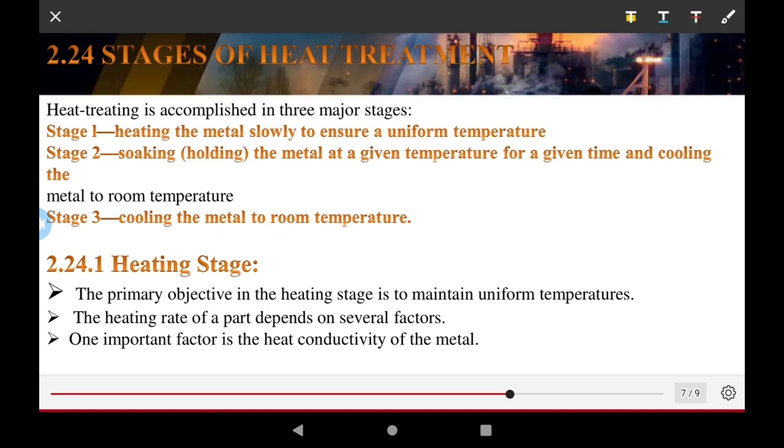Heating stage. In the heating stage of the heat treatment process, the primary objective is to maintain a uniform temperature. The heating rate of a part depends on several factors. One important factor is the heat conductivity of the metal.